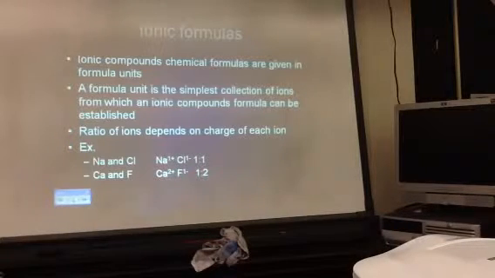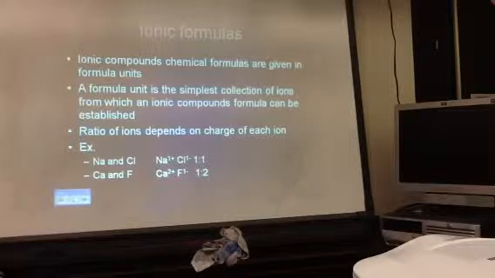There are no molecules in an ionic compound. We talked about this earlier. You don't have a molecule of an ionic substance. So what we have are these things called formula units, and it just describes the simplest ratio between the positive and negative ions. So we looked at sodium chloride, and that was 1:1.